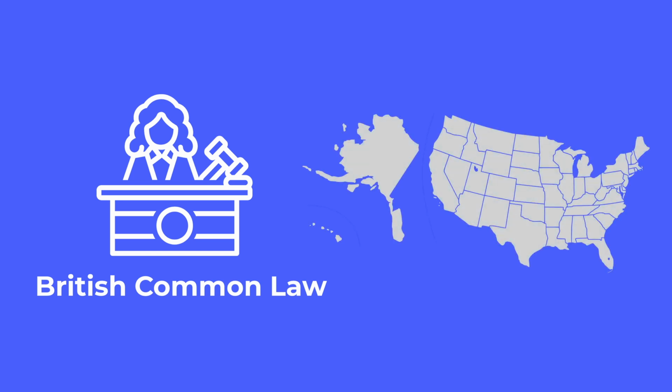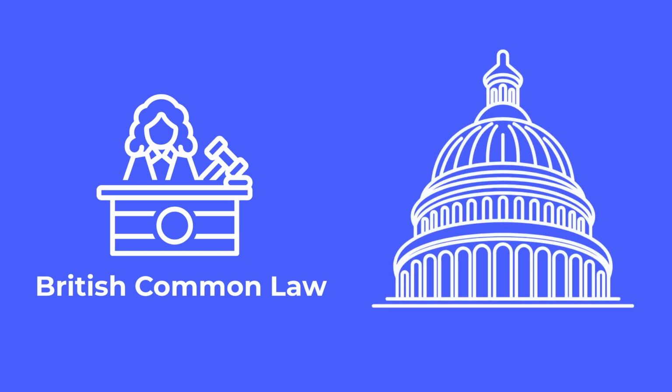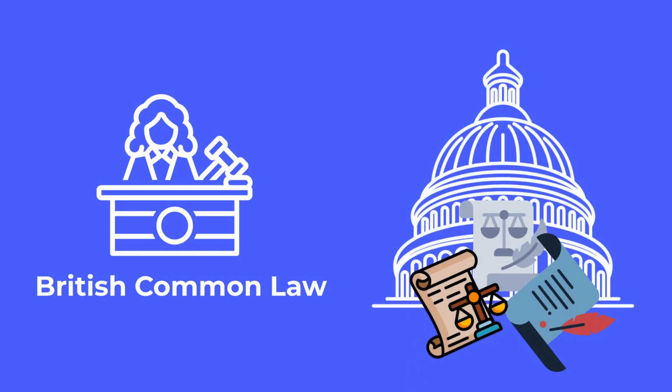Before the Revolution, American colonies followed British common law. After independence, that system didn't just disappear. Many states kept large parts of it in place at first, using it as a familiar foundation while they worked out their own rules. But now, the U.S. had to figure out how to create laws that reflected its own identity and values.